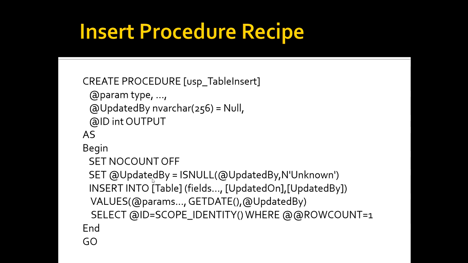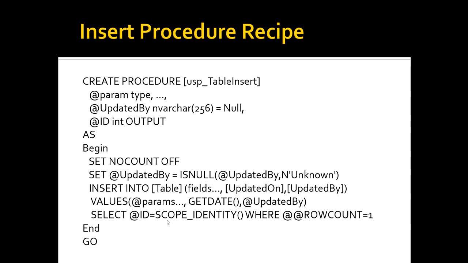Now, the other thing is we might set the updated by in case we don't have a value passed in. Null might not be acceptable, although if we've defined the field so it has a default value, we could get away with null. It will just use the default instead, but we might decide to replace it with is null with something like unknown or something like that, right? Then we do our insert, right? And our values come from our parameters. But for updated on, we'll typically just use get date. And for updated by, our revised parameter that we've replaced if it was null with the phrase unknown, right? And that's it. That completes the insert.